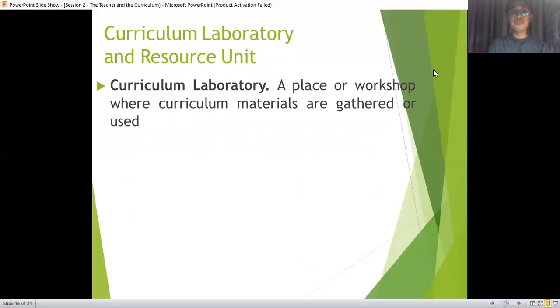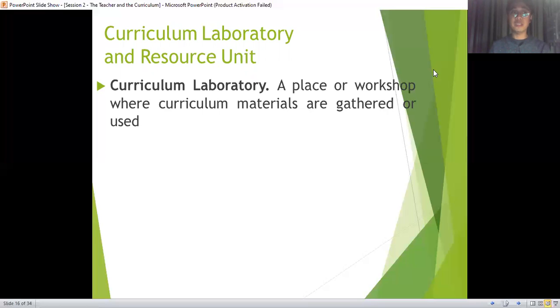Now we move to defining the following terms. These are important terms that are relevant to curriculum development. And of course, it's very important that you need to be aware of these terms and of course their meaning. So let's have number one, curriculum laboratory. So what is a curriculum laboratory? It says here that it is a place, or workshop, where curriculum materials are gathered or used.